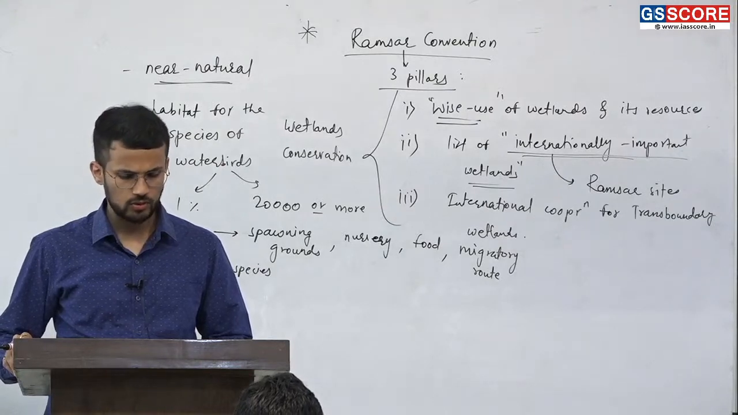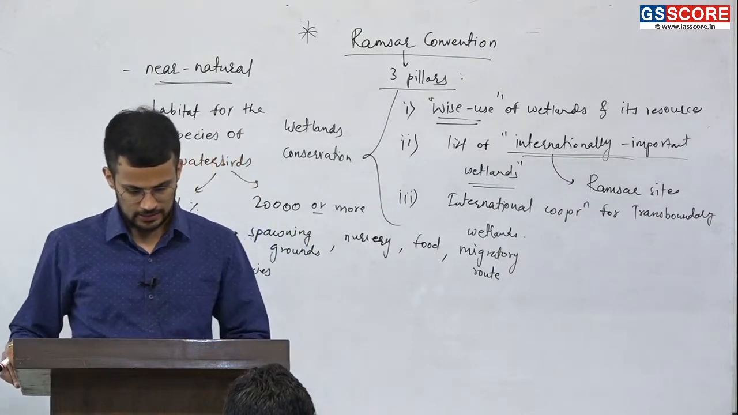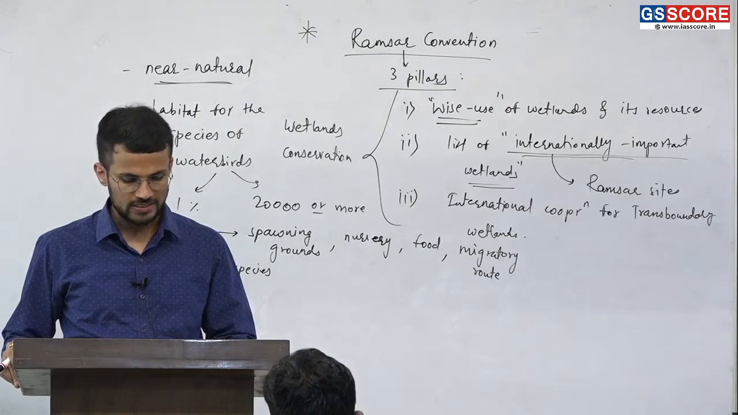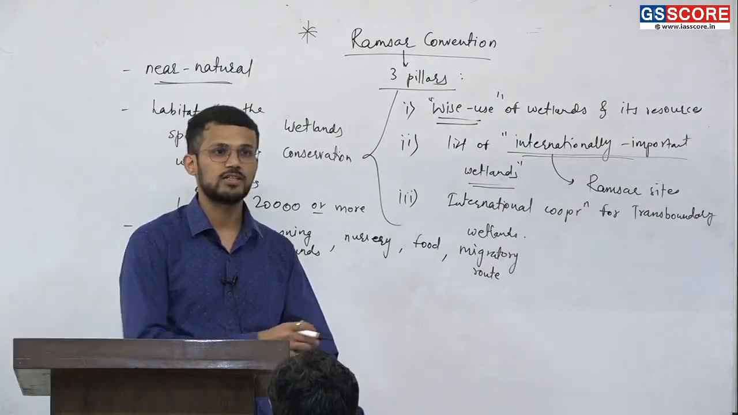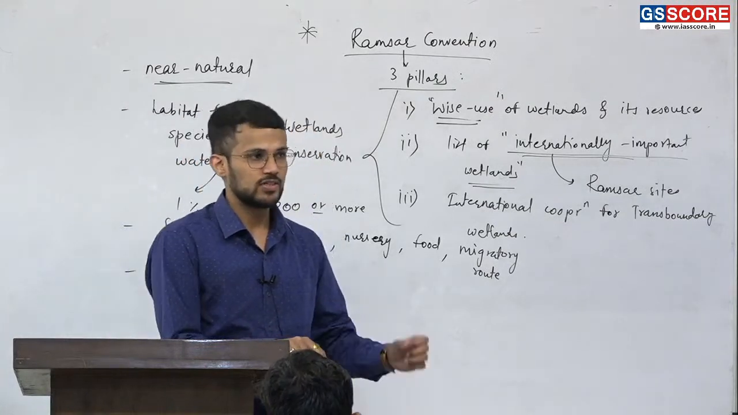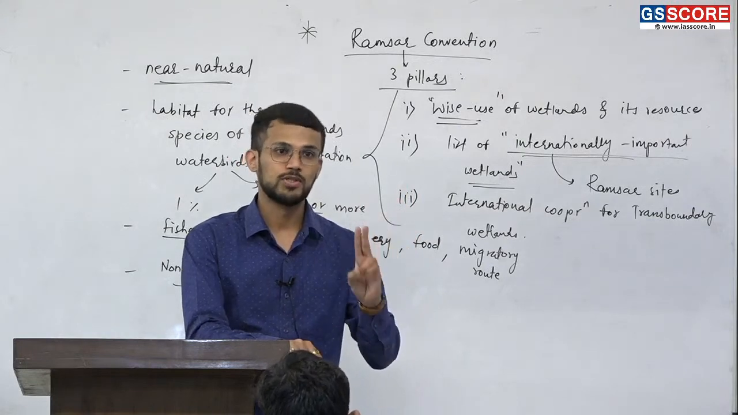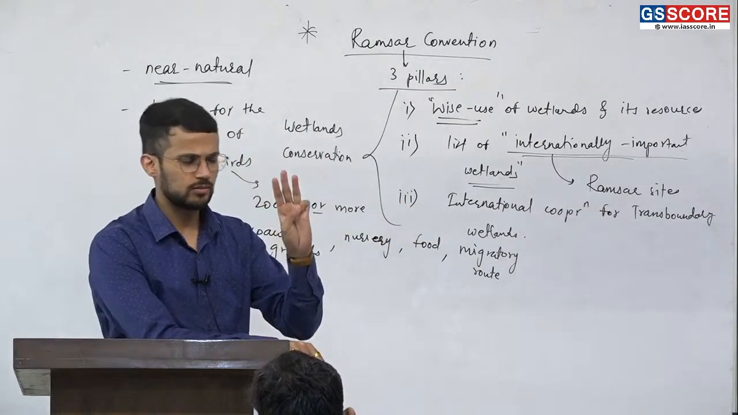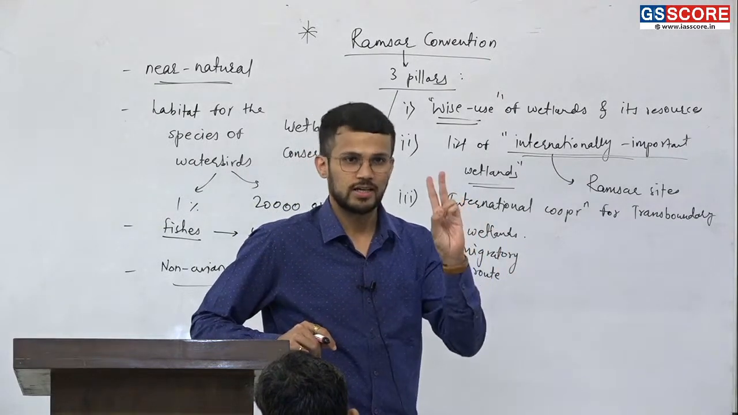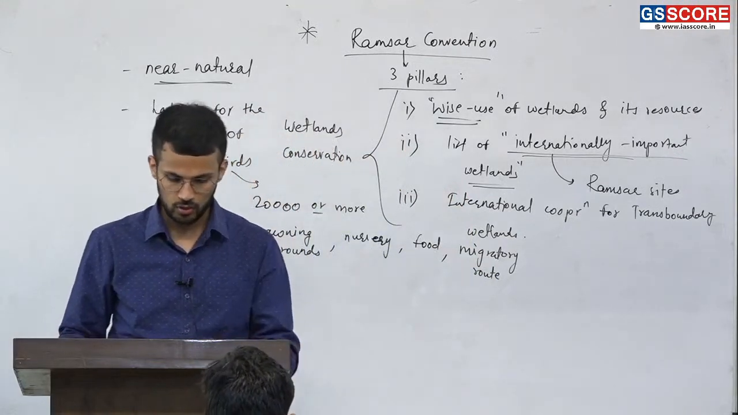The Montreux record, they have given in this article, we have already discussed, no need to discuss again. Next, you must be aware of recent Ramsar sites. How many Ramsar sites are there right now in India? 75 Ramsar sites, and recent additions are in the states of Tamil Nadu, Mizoram, and Madhya Pradesh. So you should be aware of those sites.